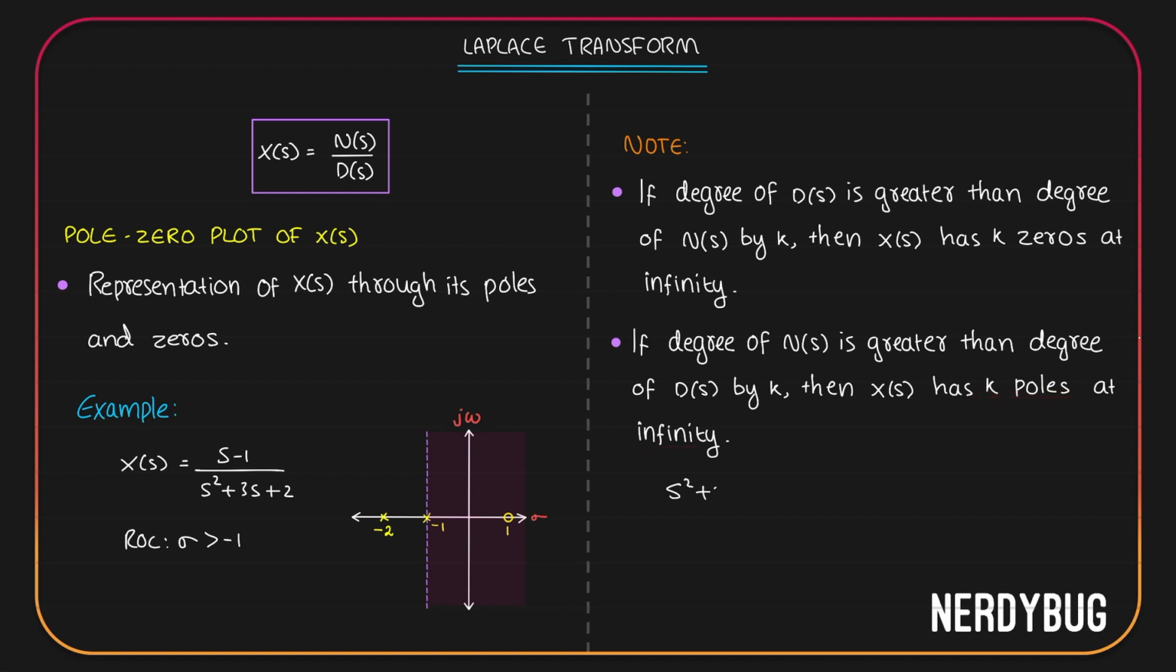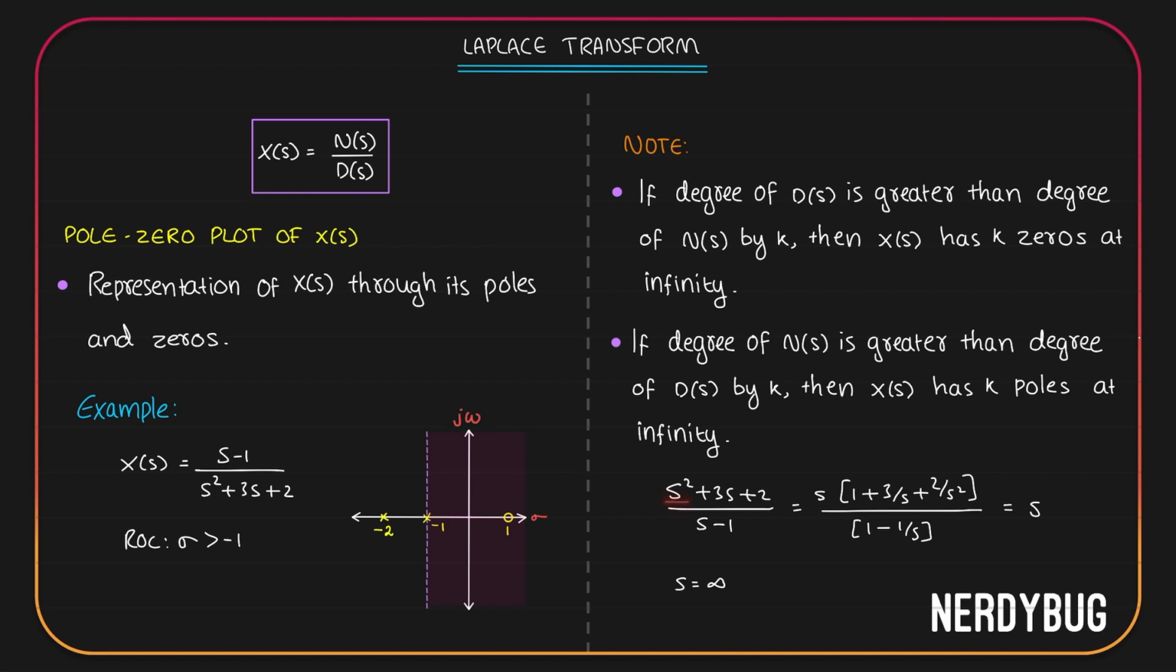Let us take an example: s square plus 3s plus 2 divided by s minus 1. From the numerator, let us take s square out, so 1 plus 3 by s plus 2 by s square, divided by, from the denominator, let us take s out, s into 1 minus 1 by s. There is s square and s, it will become s. Now if you give the value infinity to s, 3 by s is 0, 2 by s square is 0, 1 by s is 0. So this simply becomes s. So when s is equal to infinity, X of s is also equal to infinity. So s equals infinity is a pole of X of s.